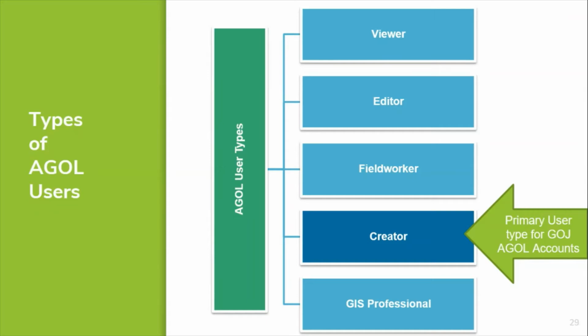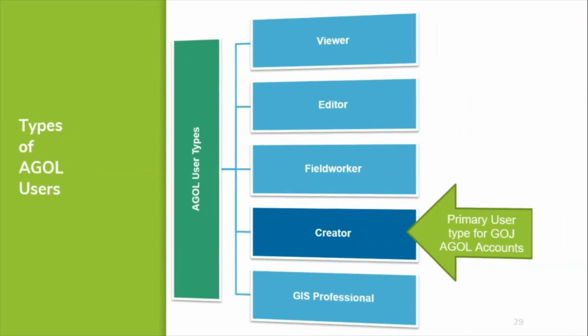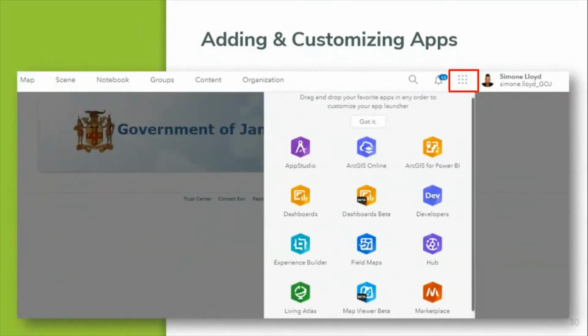All right. So as we can see from viewer to GIS professional, there's an increase in access and privileges made available to you. There are various apps that can be added and customized as per your needs. From the top right hand corner, we can access the various apps that are available and quick launch them, and with that customize them based on our needs.